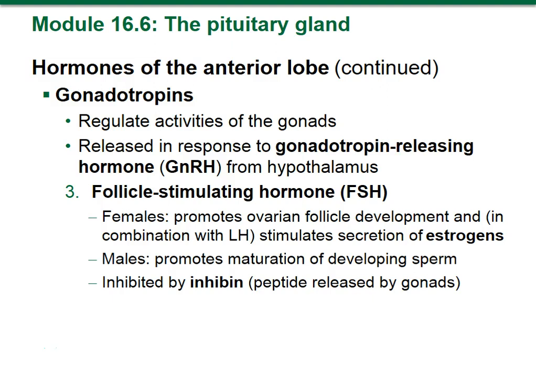A third hormone from the anterior lobe, follicle stimulating hormone, or FSH. And by the way, this is released in both males and females. In females, FSH promotes the ovarian follicle to develop. In combination with luteinizing hormone, it stimulates secretion of estrogens. In males, follicle stimulating hormone is important to promote developing sperm to mature. And FSH is inhibited by a chemical called inhibin. And that peptide is released by the gonads.